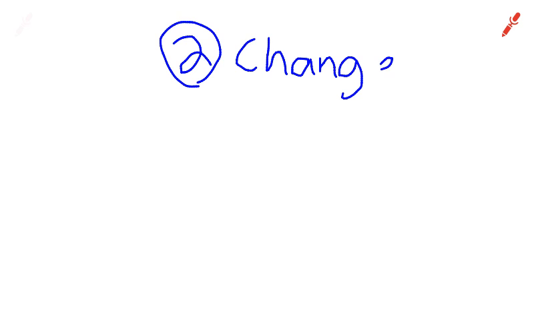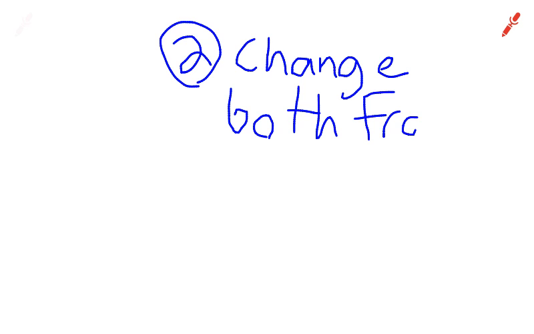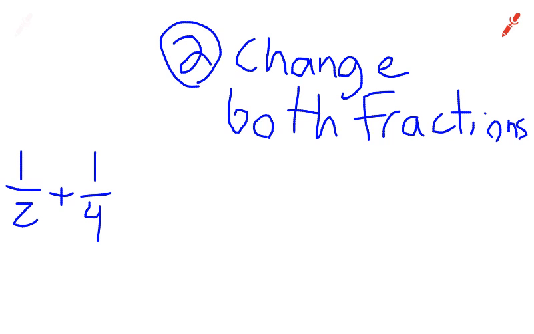Once I have a common denominator, my second step, make sure you again write this down, second step is you have to change both fractions to that denominator. So I have my common denominator, so my 1/2 plus 1/4. I know my common denominator is 4, so now I need to change both fractions so they have a 4 on the bottom. So if I have 1/2, I need to make that have a 4 on the bottom.